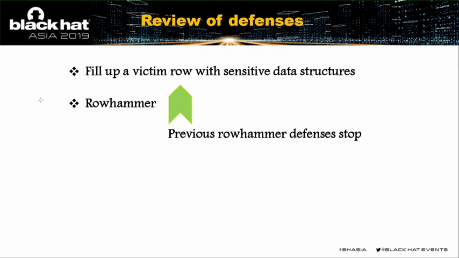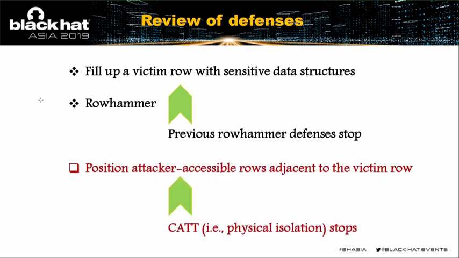So let's review all the defenses. All the defenses prior to CATT are trying to mitigate the first and the last step, and what they manage to do is to eliminate or detect the Rowhammer bug. But CATT is tolerant to Rowhammer, and it tries to prevent the victim row from being approached by the attacker-accessible rows.